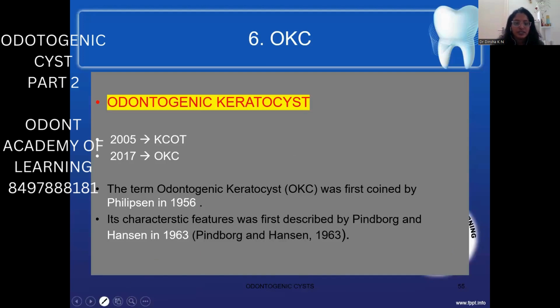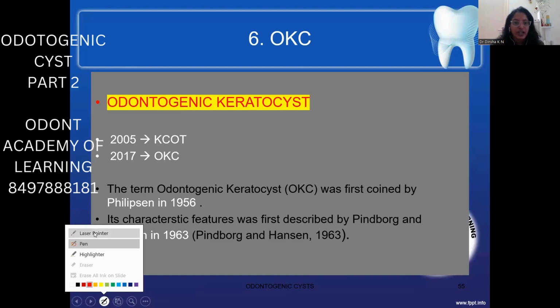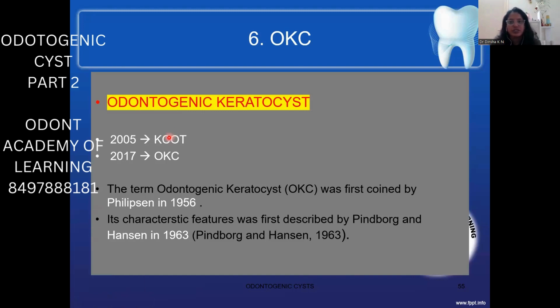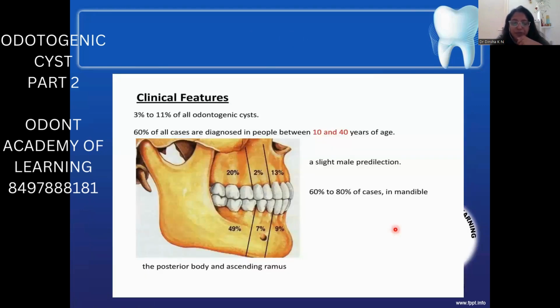The next cyst in the list is OKC or Odontogenic keratocyst. So in the 2005 WHO classification, OKC was taken back and classified under the tumors and renamed as keratocystic odontogenic tumor, whereas in the latest 2017 classification, it has again been called OKC or odontogenic keratocyst. The term odontogenic keratocyst was first coined by Philipson in 1956, and the features of this tumor were first described by Pinborg and Hansen in 1963.